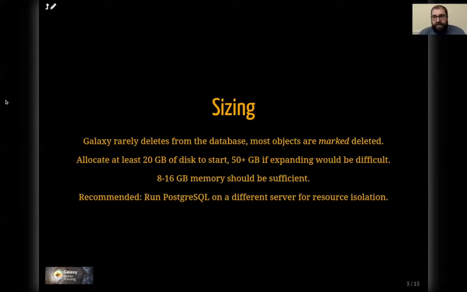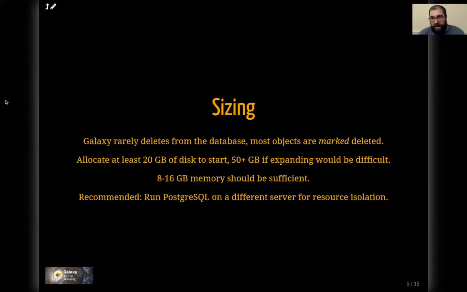Because of this, the database just generally is going to grow and never decrease over the life of your Galaxy server. For most cases, I would suggest that you start with at least 20 gigs of data for the volume where the Postgres database lives. If it would be difficult to expand that volume in the future, then maybe consider starting with at least 50 gigs. 8 to 16 gigs of memory is usually sufficient for Postgres.